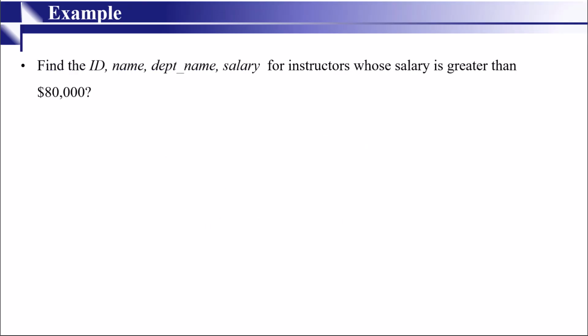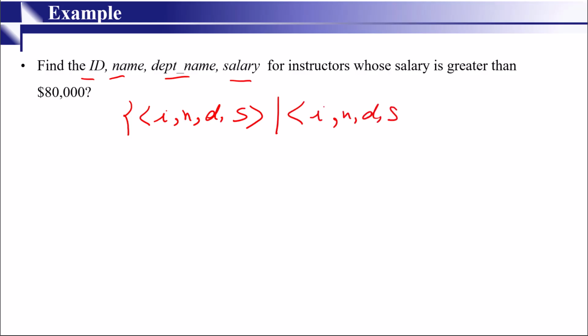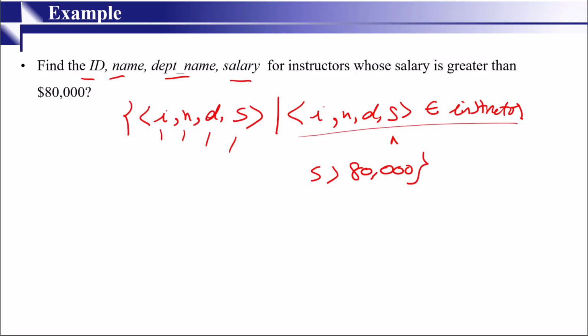So for example, I want to find the ID, name, department name, and salary for instructors whose salary is greater than 80,000. Very easy. I write {<ID, name, dept, S> | <ID, name, dept, S> in instructor and S is greater than 80,000}. So this is simply the ID, name, department, and salary of instructor, and then I check they should be in instructor and salary should be greater than 80,000.